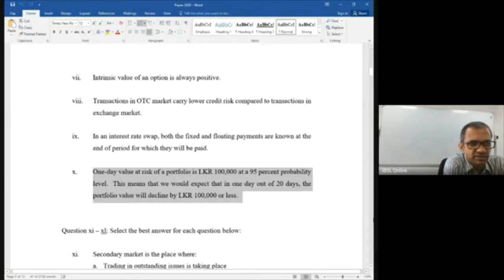The value at risk is defined as the maximum loss that a portfolio may incur during a given period with the given confidence limit. However, don't worry about it in the exam. You will not get any questions on the value at risk.